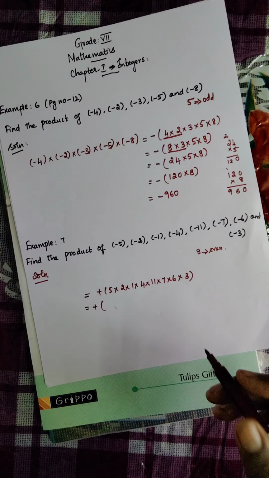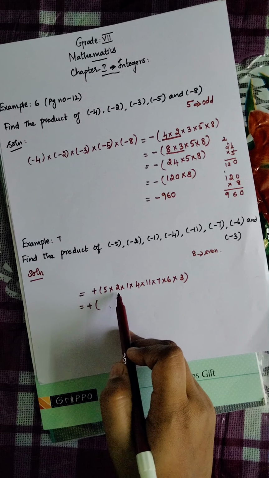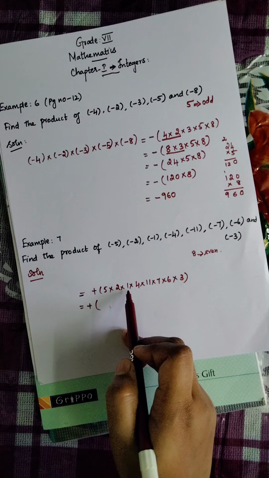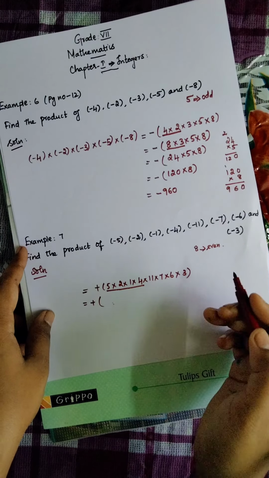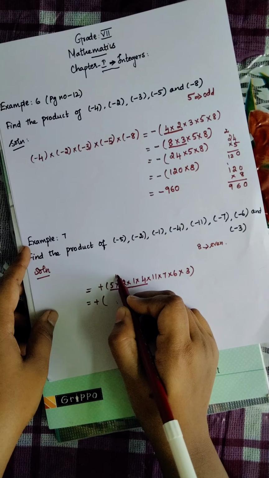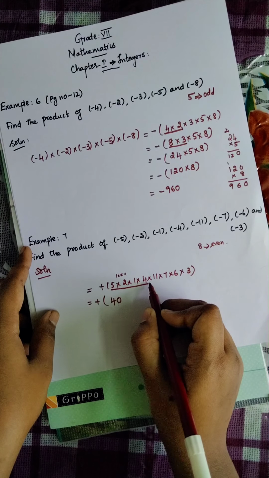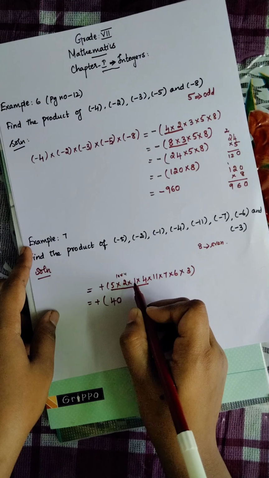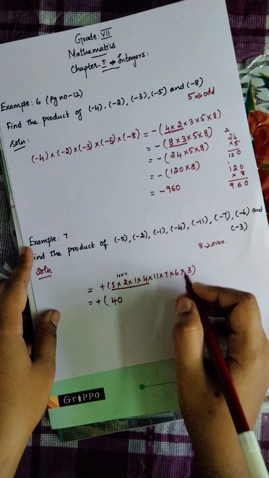First multiply the first two numbers. What is 5 into 2? 5 into 2 is 10. 10 into 1 is again 10. Then 10 into 4 is 40. Write the 40 here. I have multiplied the first 4 numbers. 5 into 2 is 10, 10 into 1 is 10, 10 into 4 is 40. Next write the remaining numbers.